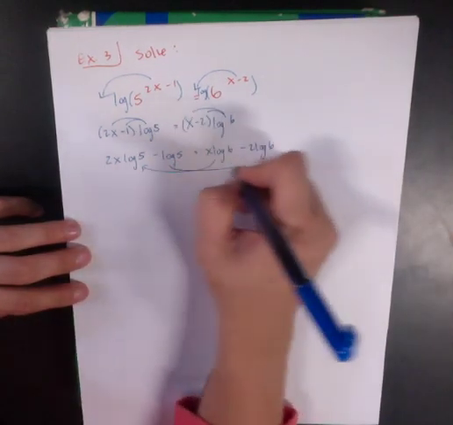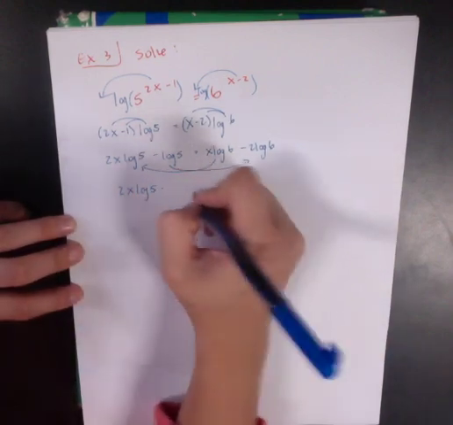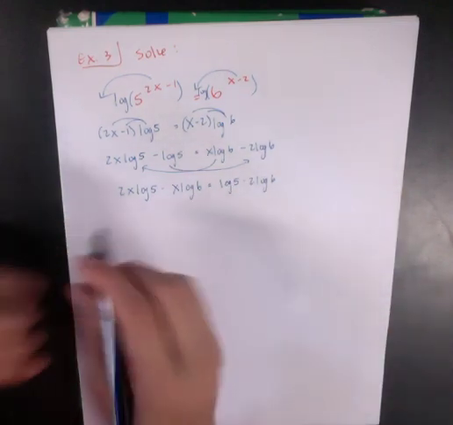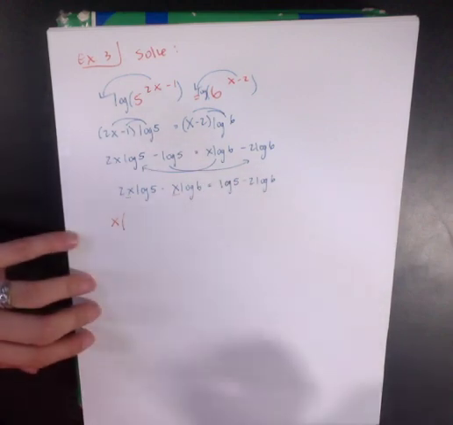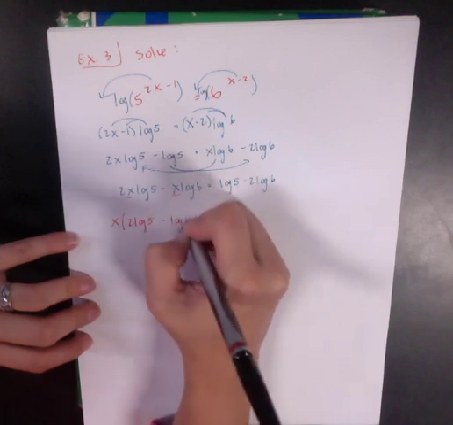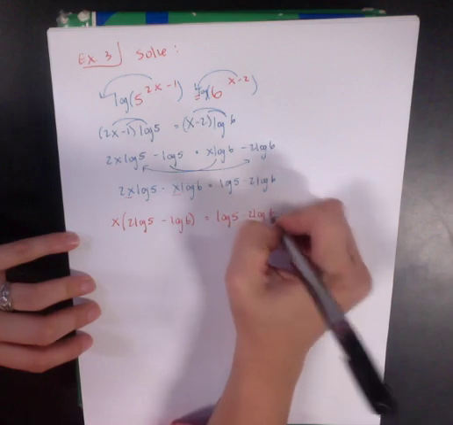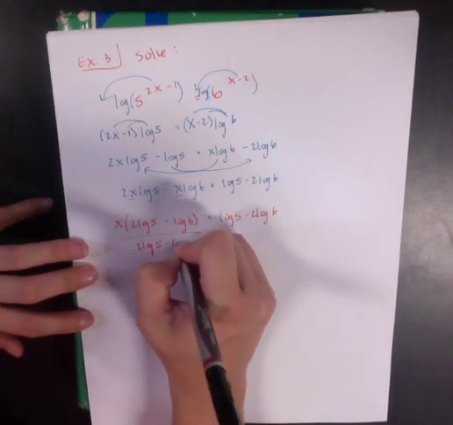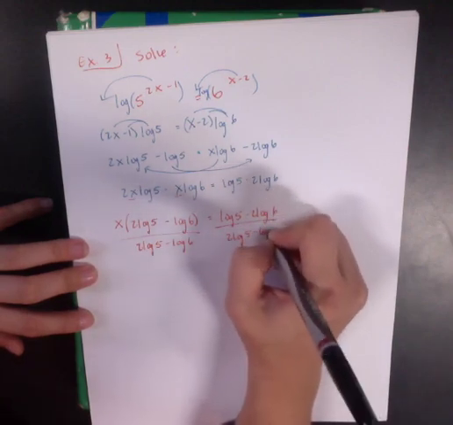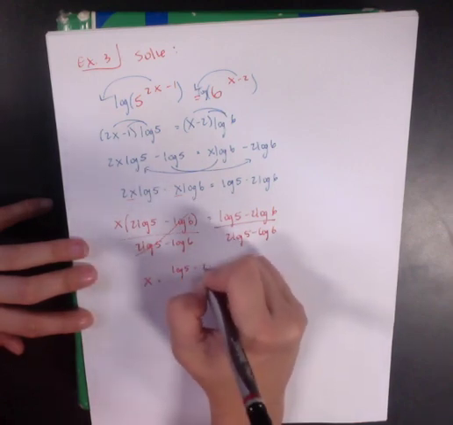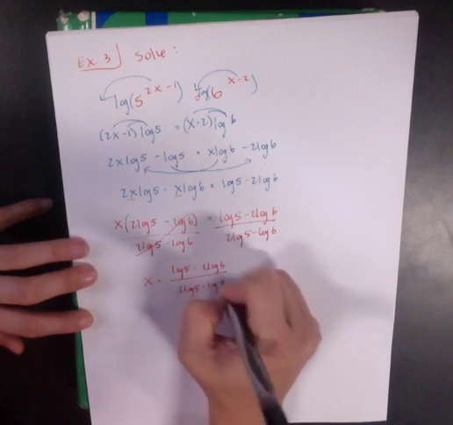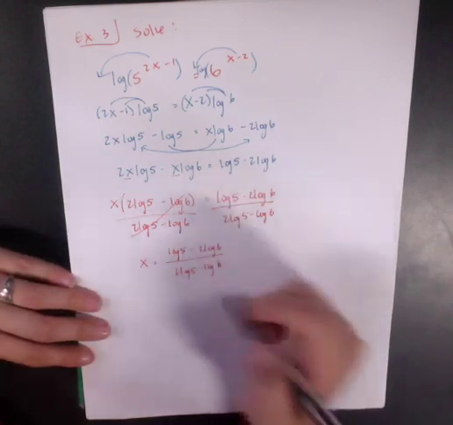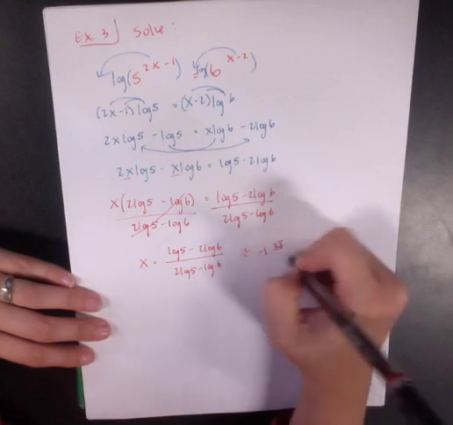Now I want to get my x terms on one side, everything else on the other. So I'll have 2x log of 5 minus x log of 6 equals the log of 5 minus 2 log of 6. Now each of these terms has an x, so I'm going to factor out an x, leaving me with 2 log of 5 minus the log of 6 equals the log of 5 minus 2 log of 6. And now I have x and a bunch of numbers multiplied by x, which I want to get rid of, so then I get rid of by dividing it. Divide by 2 log of 5 minus the log of 6 on both sides. So I get x is the log of 5 minus 2 log of 6 over 2 log of 5 minus the log of 6. Now, I cannot cancel. Okay? But I can put this in my calculator as one step, and it gives me about negative 1.38 and some change.